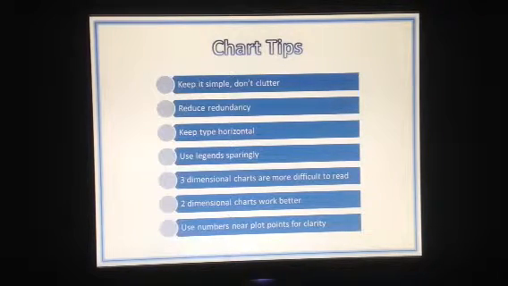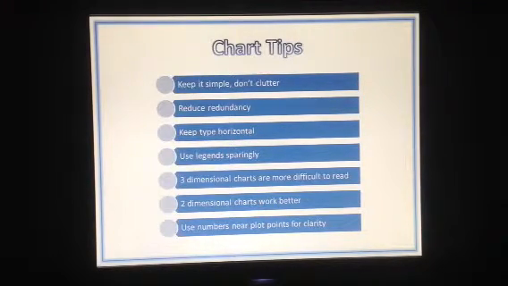Keep your type horizontal. The other day I had some type that was on the side on a chart just to see what my students would do, and they all had to turn their head to view it. So keep your type horizontal and not vertical.